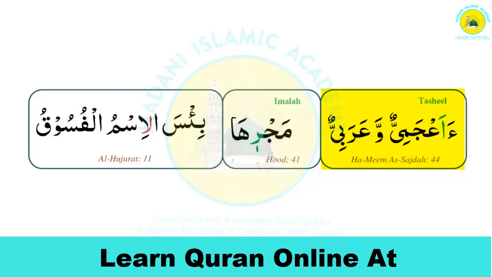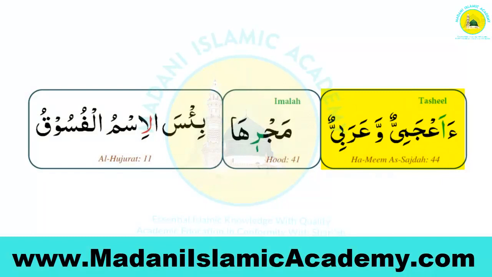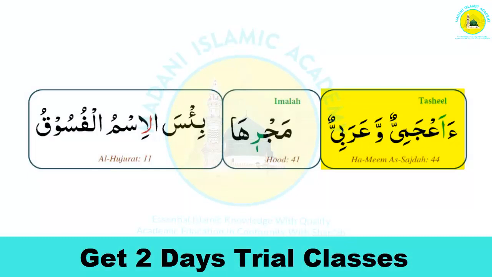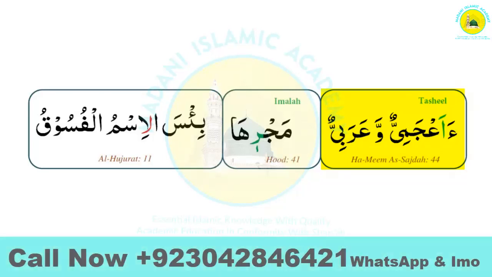أَعْجَمِيٌّ وَعَرَبِيٌّ. So inshallah, if you can repeat after me. So not in a hard way, we're going to read it softly. أَعْجَمِيٌّ وَعَرَبِيٌّ. Now you can repeat after me. أَعْجَمِيٌّ وَعَرَبِيٌّ. So that is the tasheel rule.